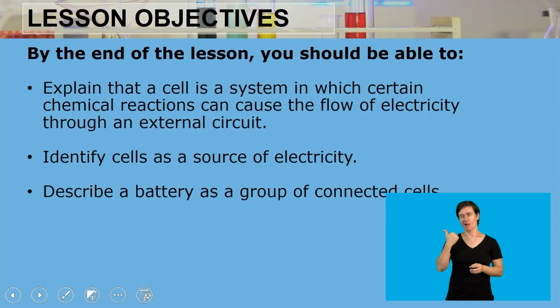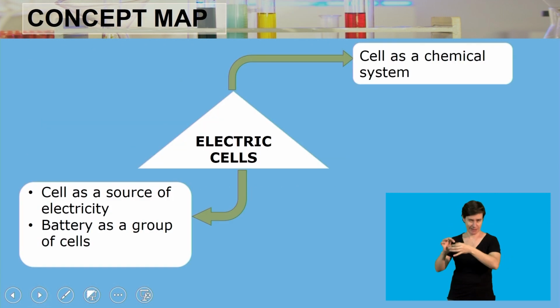Now, before we get to that point, there are certain goals that we need to make so that we can achieve them by the end of the lesson. By the end of the lesson, I want you to be able to explain that a cell is a system in which certain chemical reactions can cause the flow of electricity through an external circuit. I also want you to be able to identify cells as a source of electricity, and lastly, to describe a battery as a group of connected cells. These are the goals that I want us to achieve by the end of the lesson.